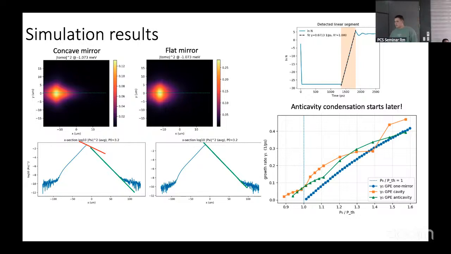For just one mirror simulation, this dependence is linear near the threshold and slightly non-linear at high pumping, because when the density of polaritons in the condensate is high, they deplete the exciton reservoir, and this interaction is non-linear. But this is not a topic of today's talk. We can focus on the low pumping area and see that for the cavity compared to the anti-cavity case, the polariton condensation starts earlier.